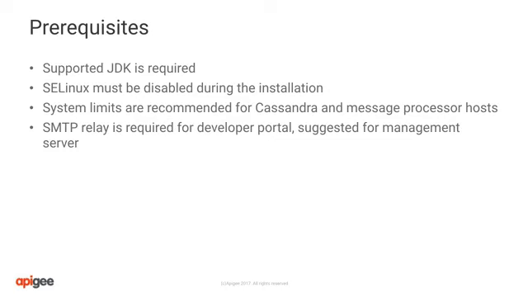SELinux must be temporarily disabled for the installation to succeed. You can re-enable it after the installation completes. On Cassandra and message processor hosts, there are a few system limits that you should set. They are detailed in the installation requirements I referenced earlier. If you are installing the developer portal, you must have access to an SMTP relay. The management server can use an SMTP relay to deliver mail if it's available, but it is not strictly required for the management server to function.